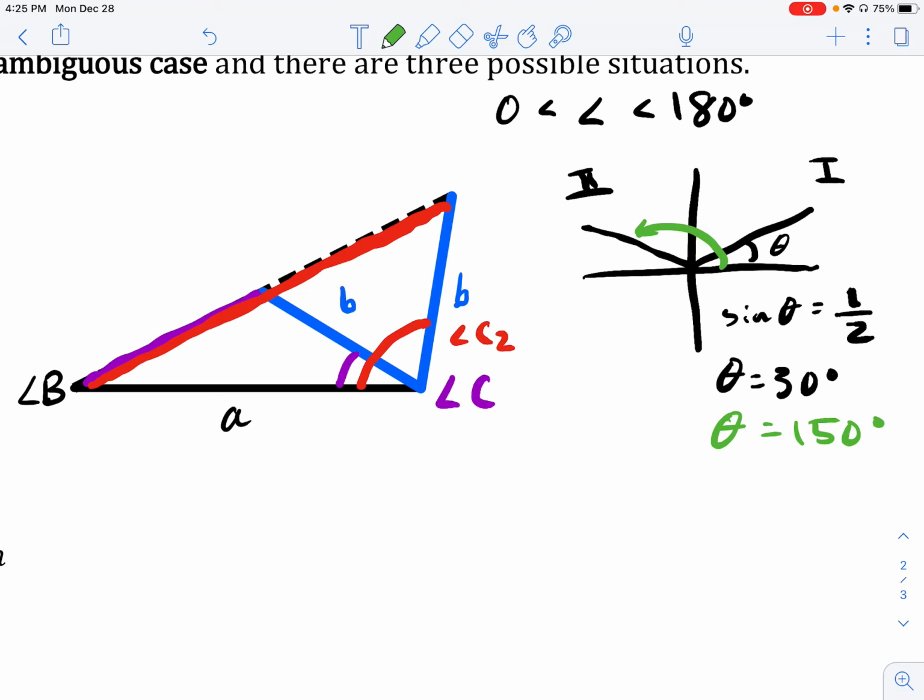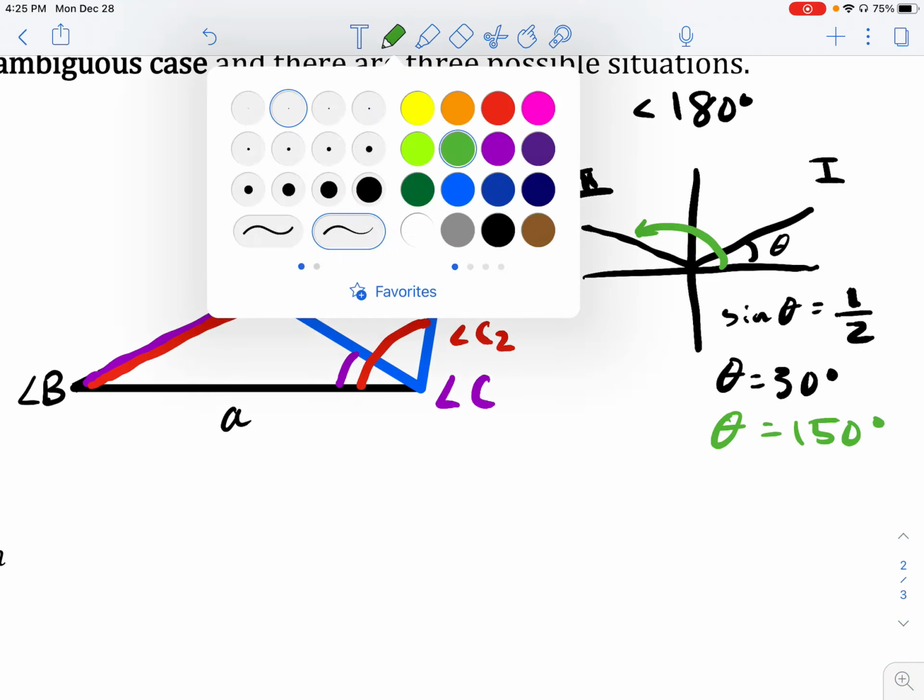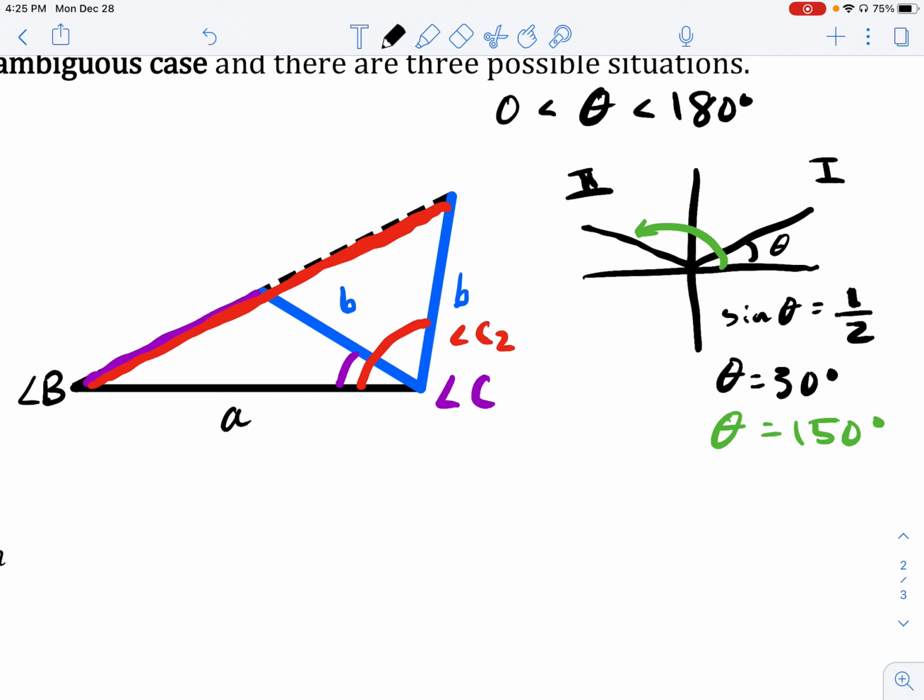Let me write this to be clear: when we're dealing with angles from 0 to 180, we could be looking at two possible angles that give us the same output for sine. None of the other trig functions have that ambiguity with angles between quadrant 1 and quadrant 2. If I said the cosine of theta is equal to 1/2, there's exactly one angle that can do that, because as soon as we switch over to quadrant 2, cosine would be negative. Sine, on the other hand, is positive in both quadrants 1 and 2.